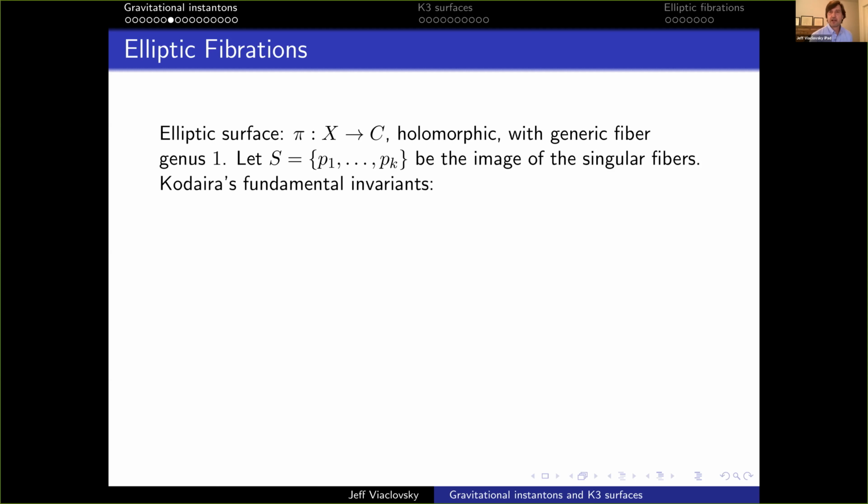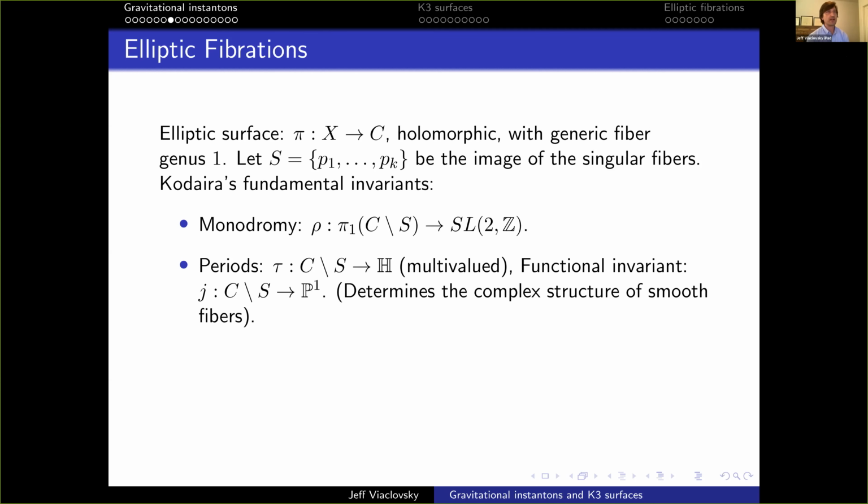So Kodaira defines some fundamental invariants of such a fibration. One is the monodromy. This is a representation of the fundamental group of the complement of that finite set of points into SL2Z. This tells you how, topologically, as you go around one of the singular points, it's an S1 bundle over T2, but it's non-trivial. So this tells you how to patch, how to glue together to get the non-trivial bundles around each of the singular points.